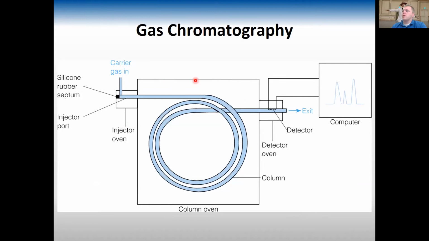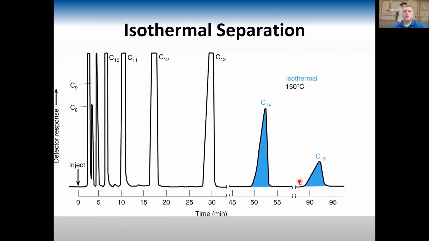So you remember we went over this schematic in the previous lecture, but one thing we didn't cover is that the column for the GC instrument is housed inside of an oven, and you can actually use that oven to enhance your chromatography separation. So let me show you what I'm talking about with some example data.